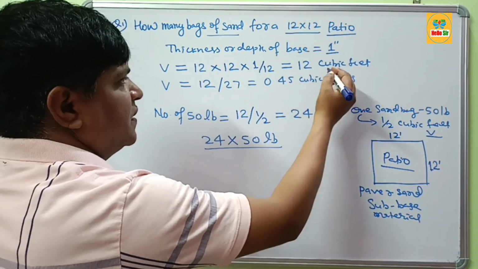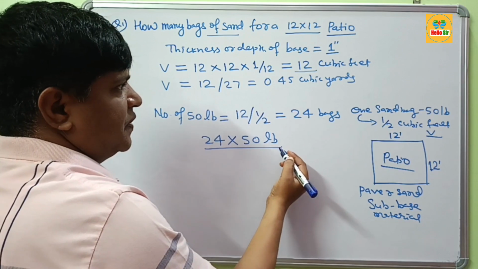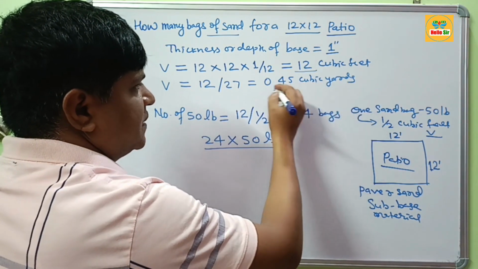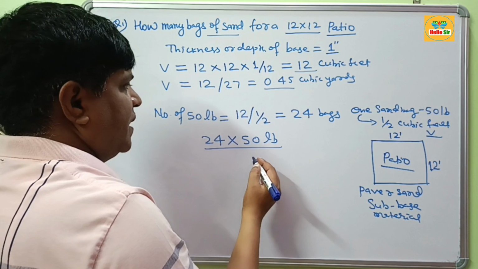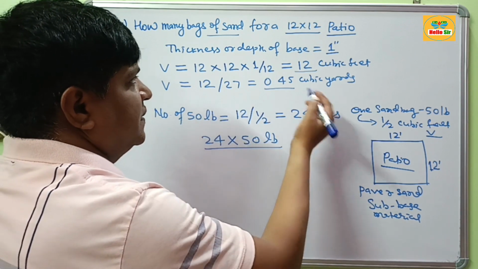Or if you want to measure in cubic feet, then 12 cubic feet is required, and if you measure in cubic yards, then 0.45 cubic yard of sand is required for this patio.